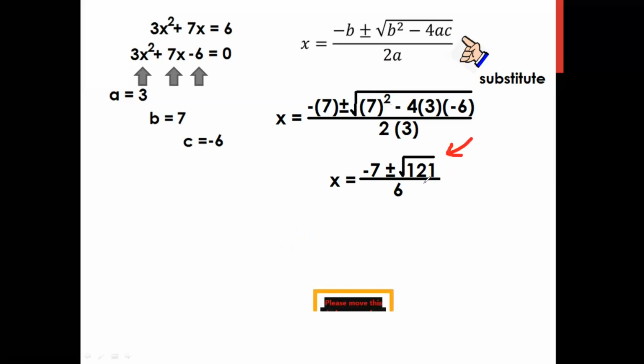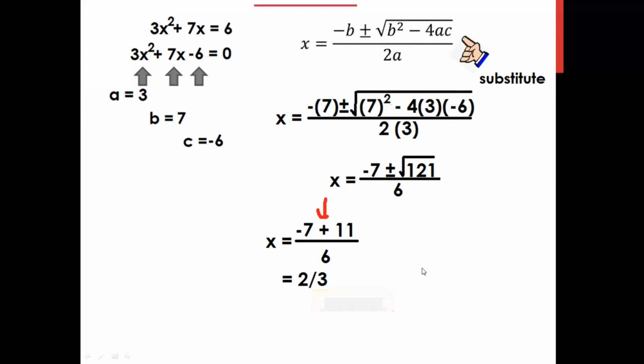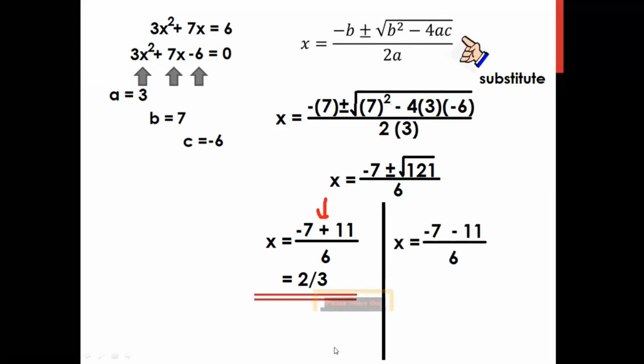So we can simplify this because 121 is a perfect square. So let's take the roots of this equation. We can get negative 7. First one is the positive. So the answer is positive 2/3. The other one is the negative. So we can get the answer of negative 3.